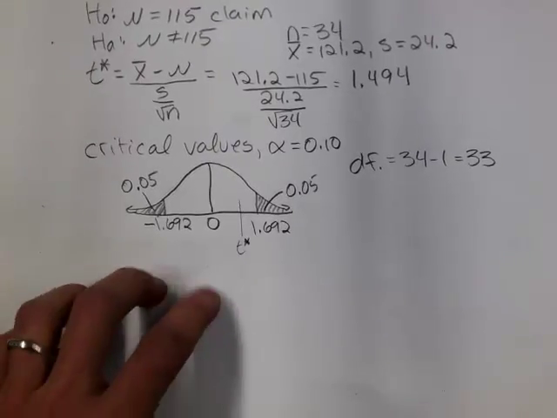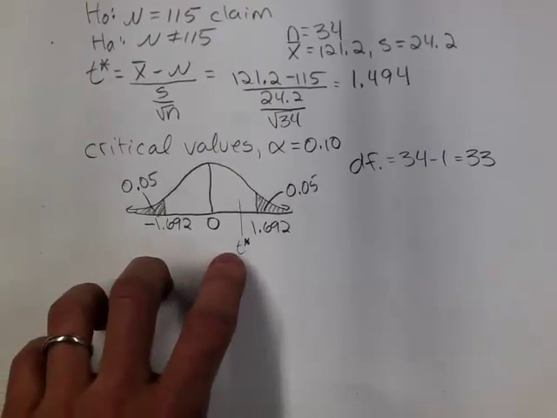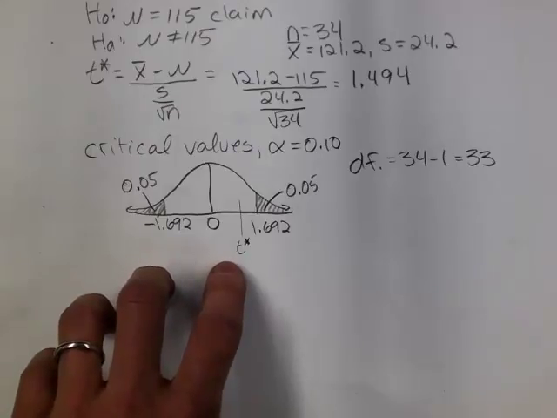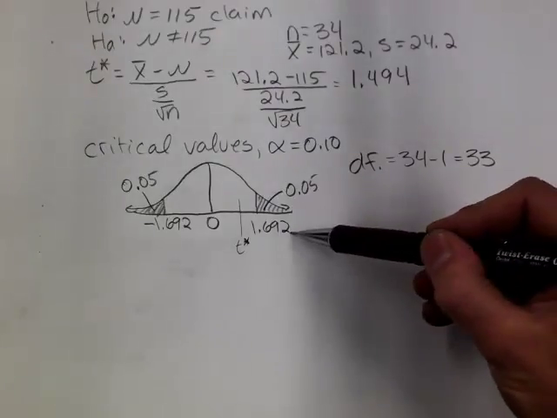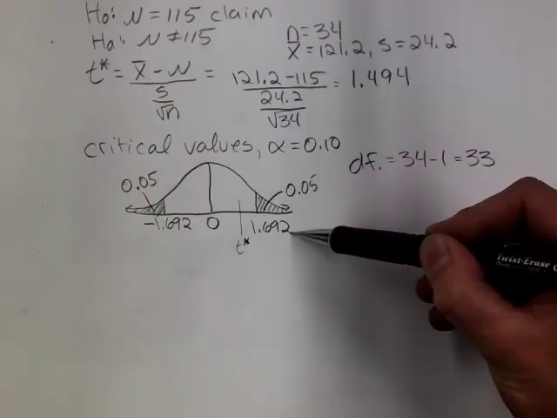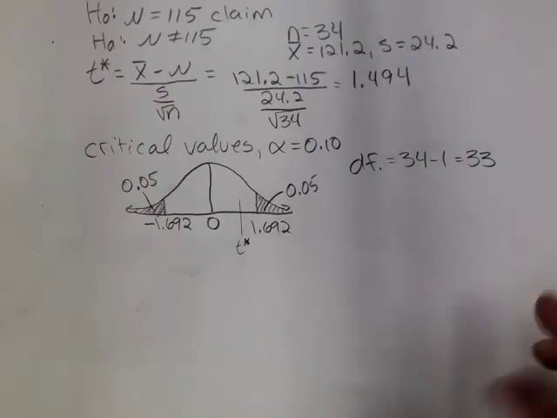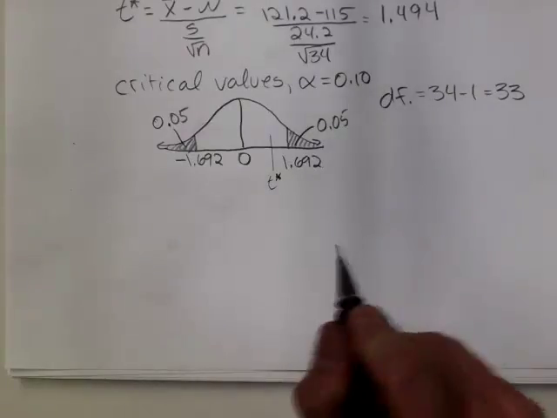So the decision is to fail to reject the null, and we're supporting the oceanographer's claim. Now let's go over, if you have a newer TI, we can get this critical value by using the inverse T. Not all of you will have a newer calculator, but just in case you do, this is what you'd want to do.